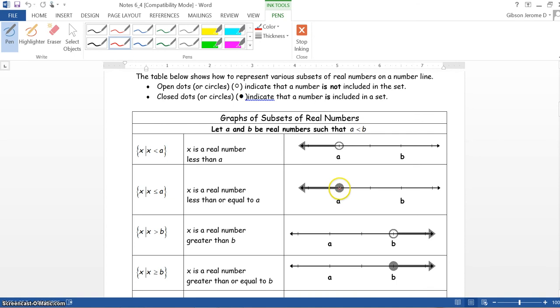So in this case, we will shade in this part because a is also included in the subset. Now we have the set of x > b, where x is a real number greater than b. We have the open circle because b is not included, and we know values to the right are greater, and we have our arrowhead. And here we have the same setup except for x ≥ b, so it's shaded in, and we have our arrowhead as well.